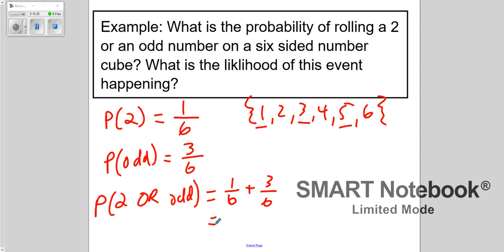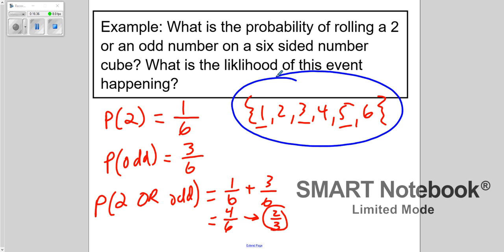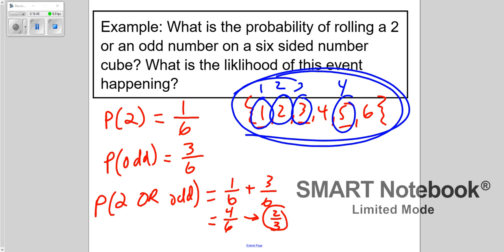1 over 6 plus 3 over 6 is 4 over 6, and then that can be simplified to 2 over 3. So there's a 2 out of 3 chance that when you roll that dice, it's going to be a 2 or an odd number. And if you look up here where I listed out the possibilities, here are your 3 odd numbers, and then also the number 2. Well, that's 1, 2, 3, 4 out of 6. So that's another way of looking at it.